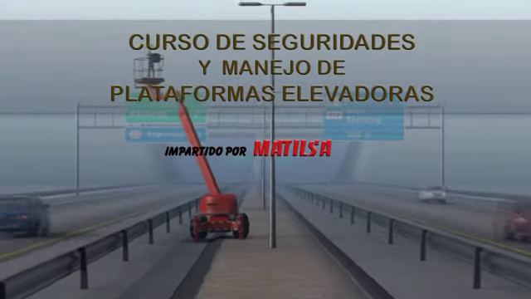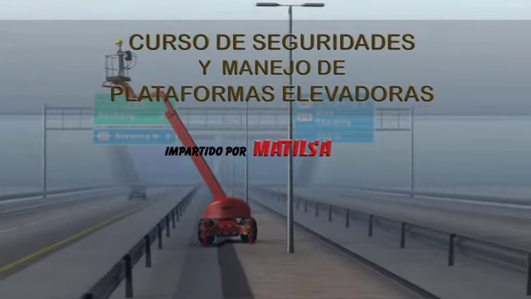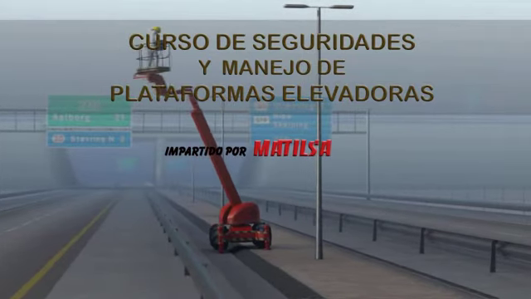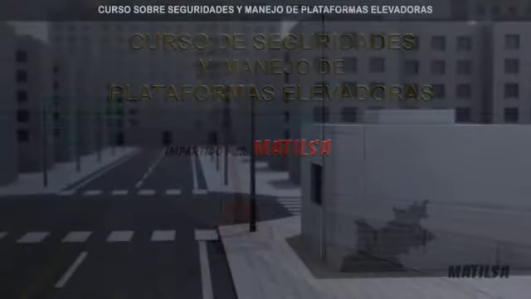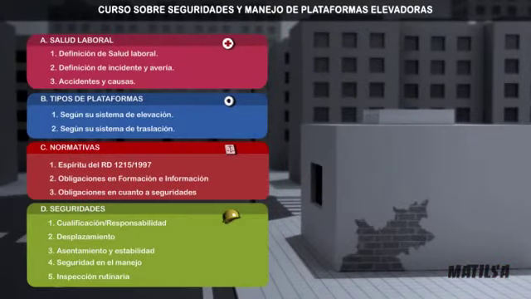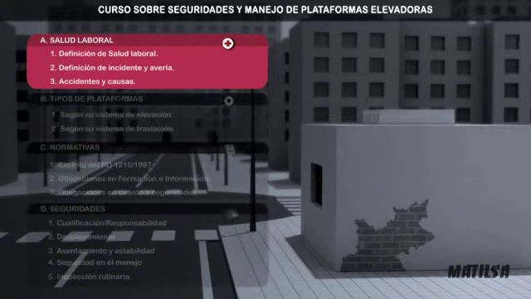Welcome to this course of Safety and Handling of Access Platforms by Matilsa. We have designed the contents of this course in 4 distinct parts. Part A, Working Health. We will talk about the concept of working health, what the incidents, breakdowns and accidents are, and the factors that cause them.